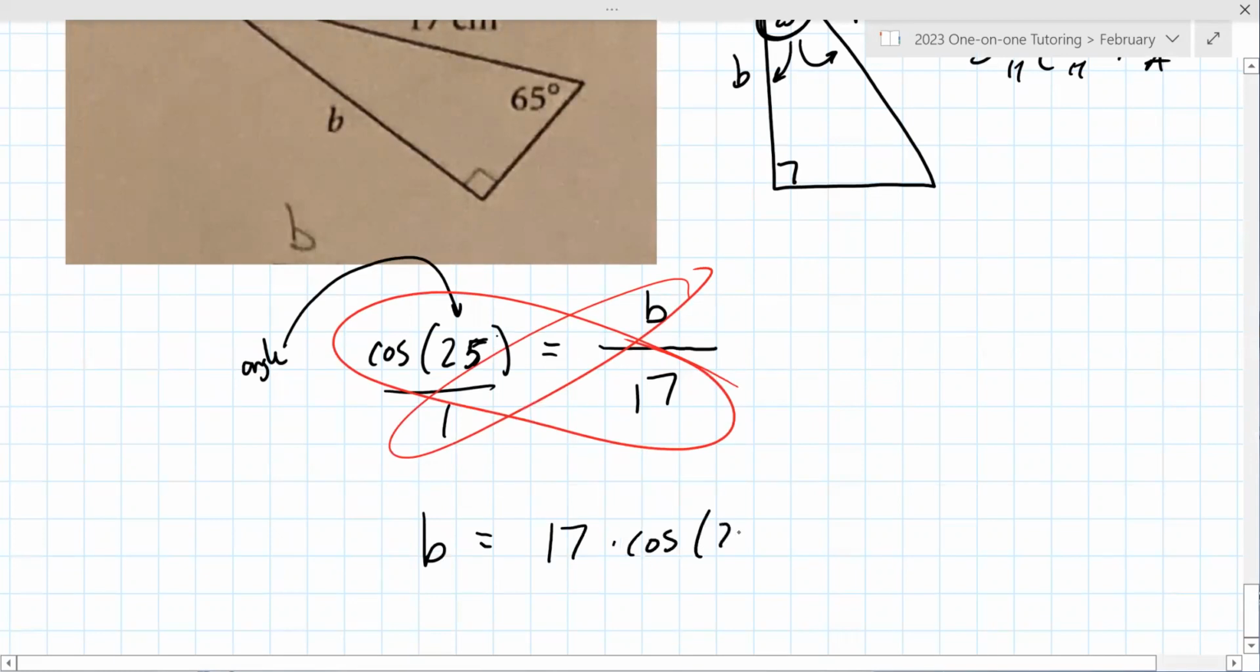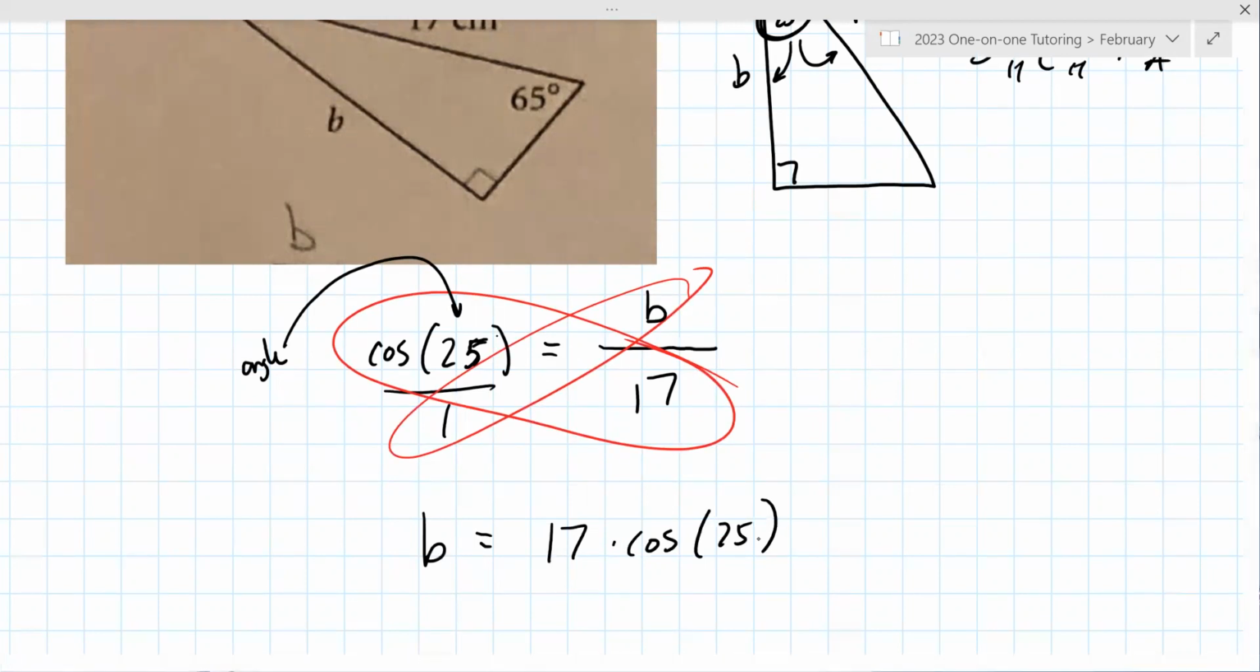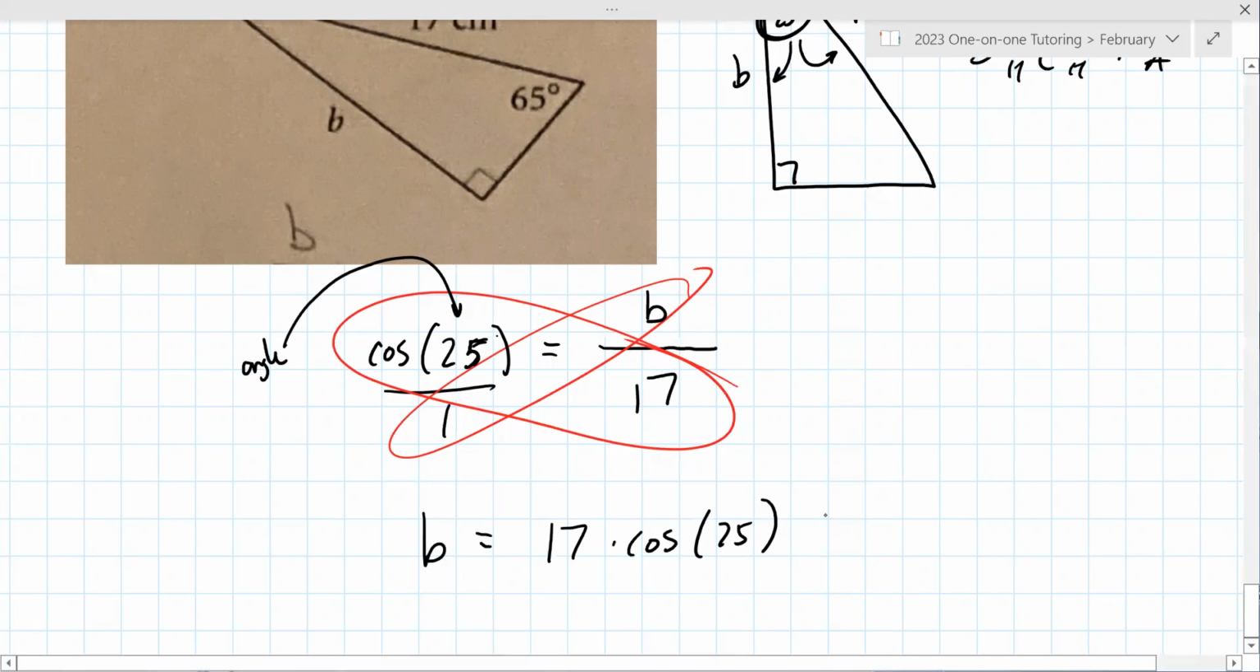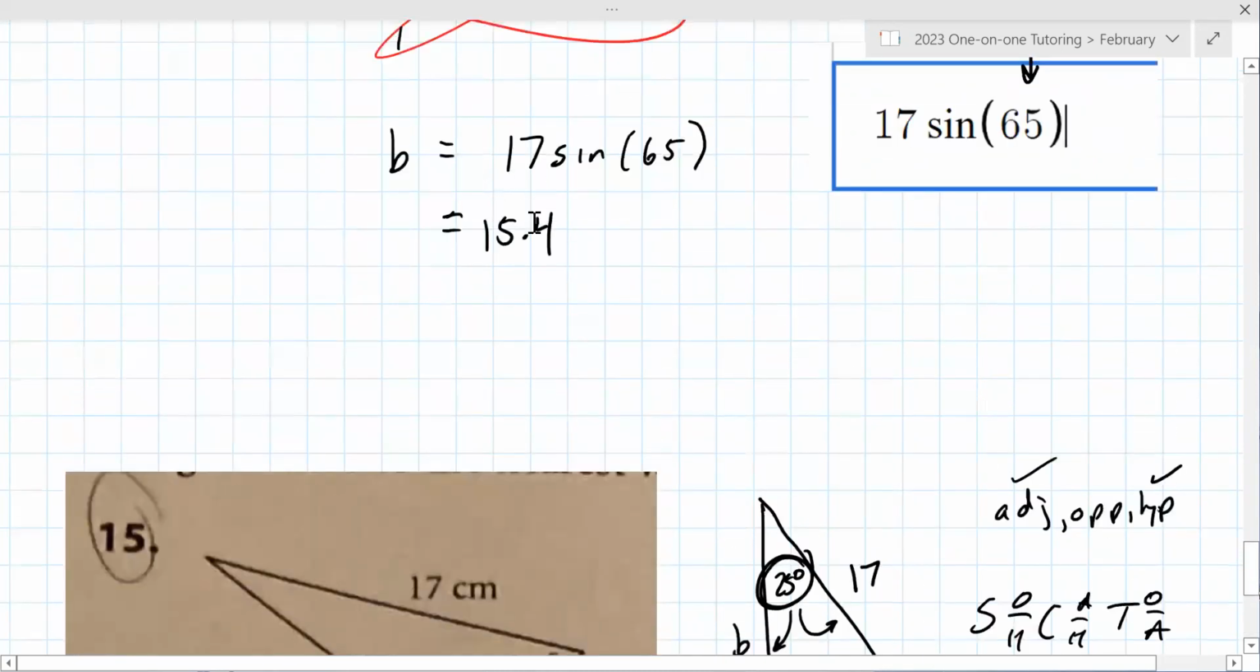Okay, so go ahead and multiply that in your calculator for us, please. And this time I'll make sure to do it right. So then 17 times cosine 25. Man, I keep formatting that wrong. Is it 15.4? So it should be exactly the same as what we got in the previous one. Exactly the same answer.